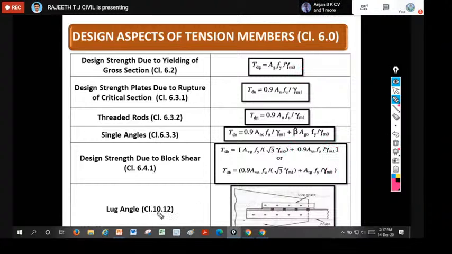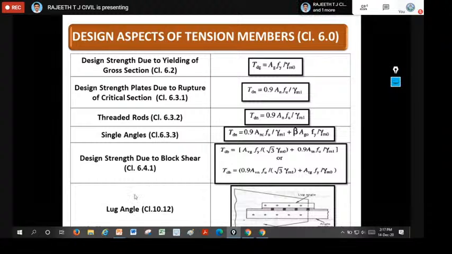So lug angle is used in tension members to reduce the connection length. Some of the aspects are given in 10.12. You should look into it. They haven't asked about it till this year, but they are going to frequently ask things related to lug angle in the IES examination. So you can refer to class 10.12 for more information.